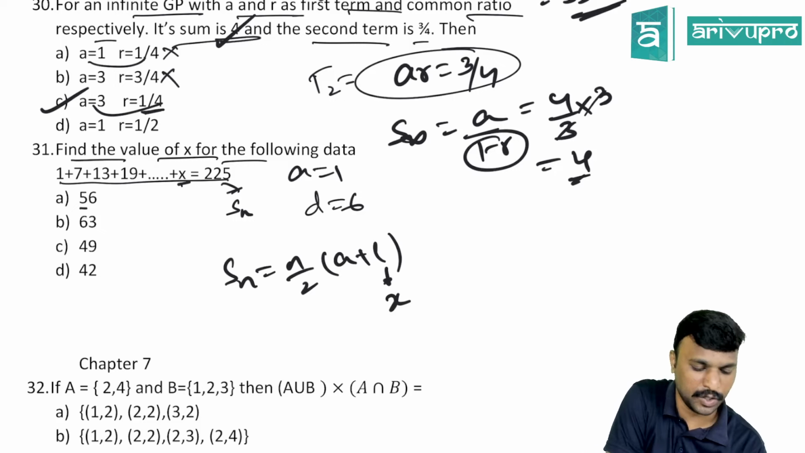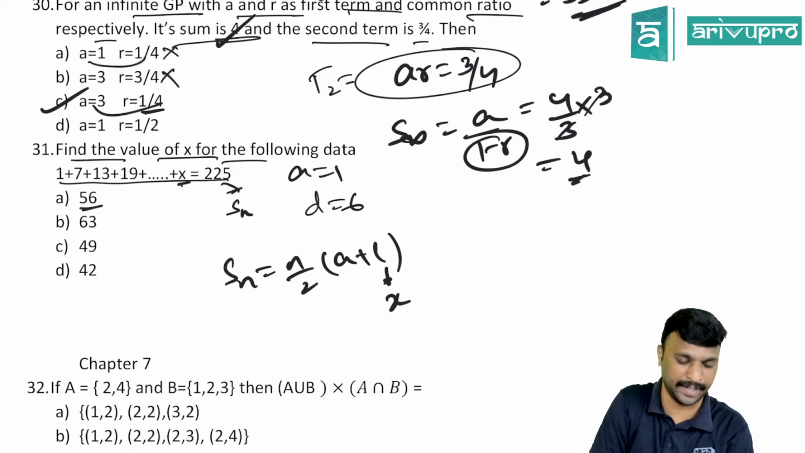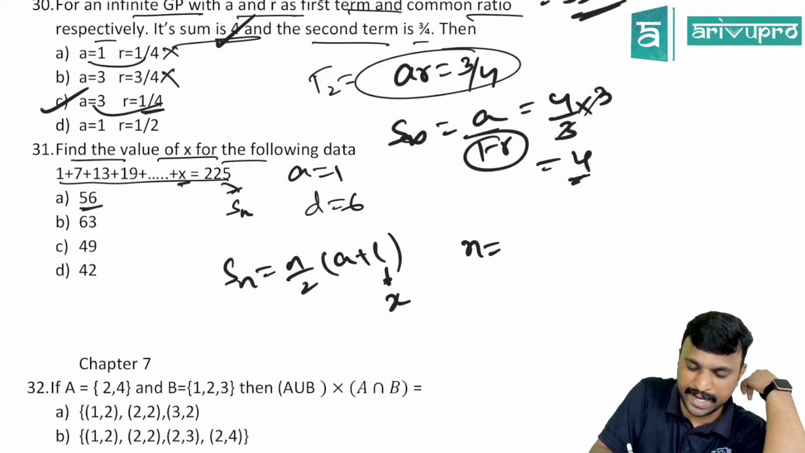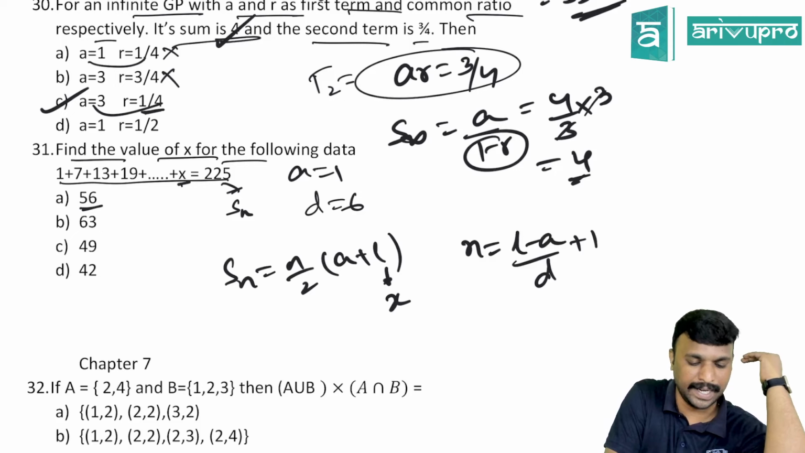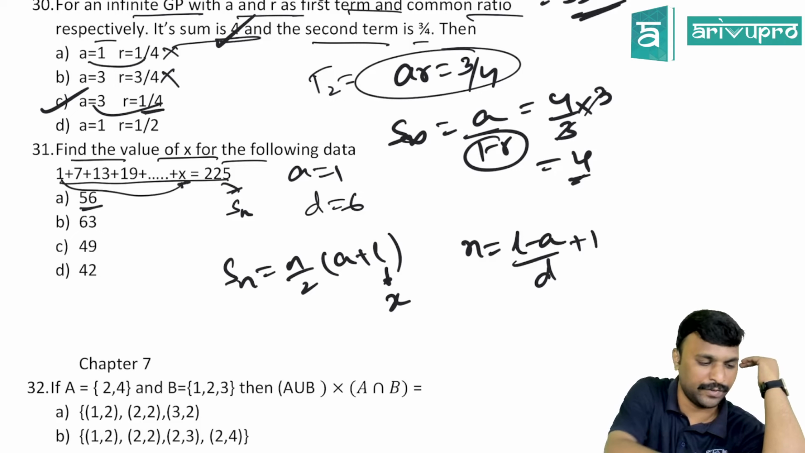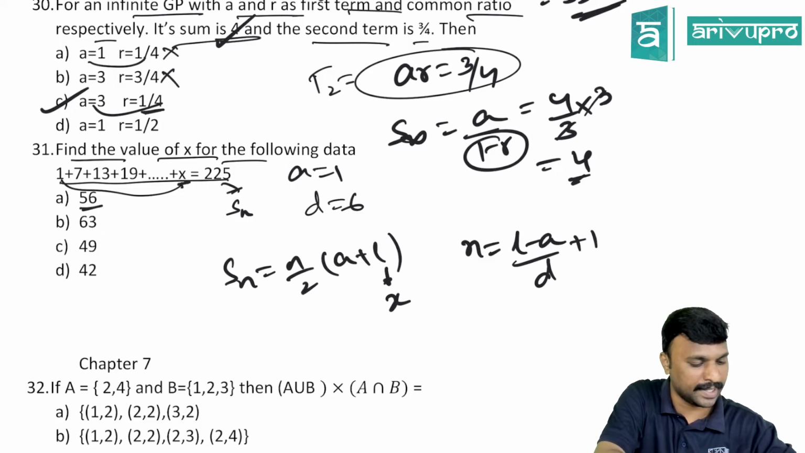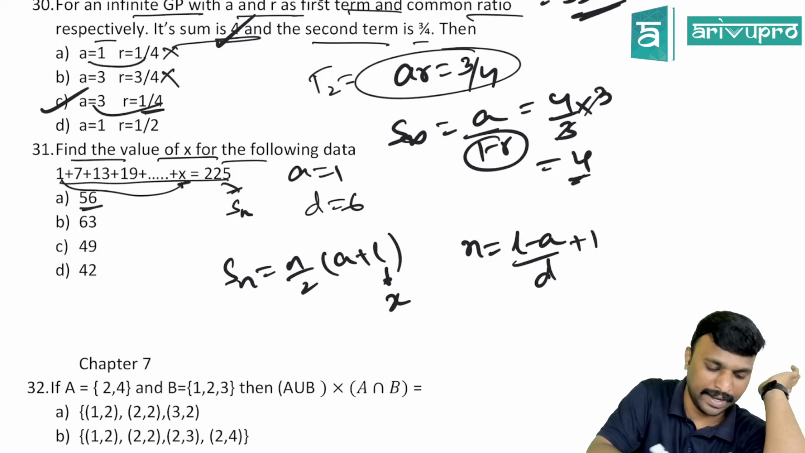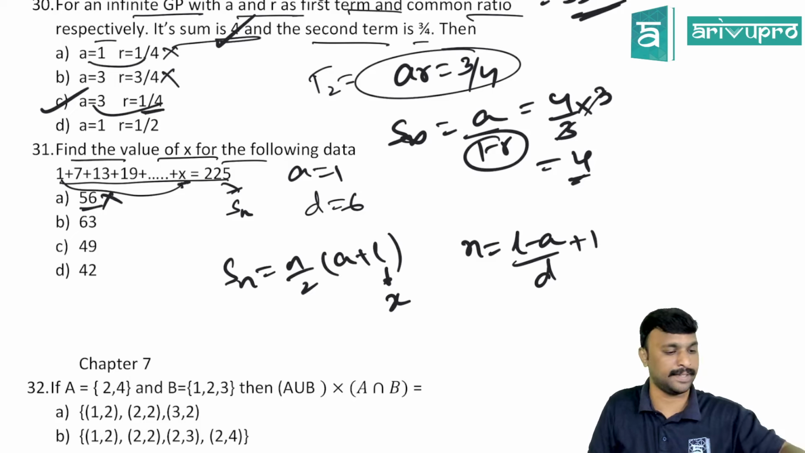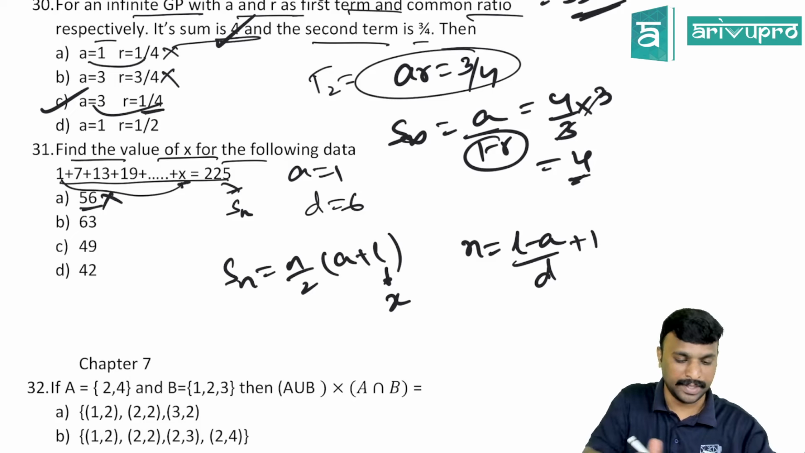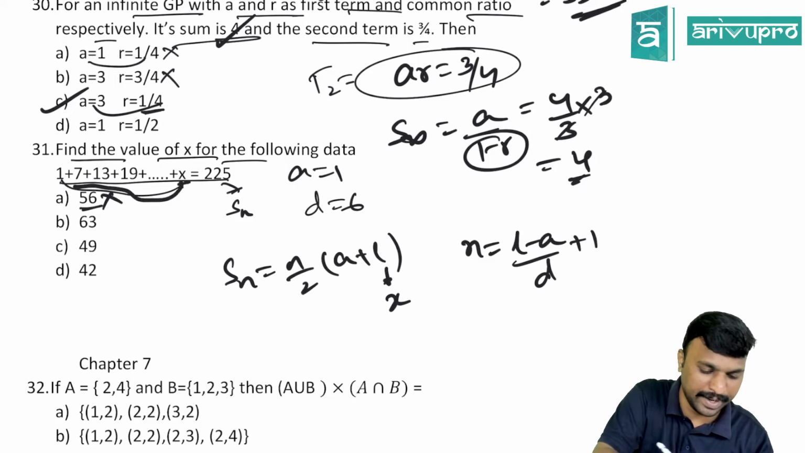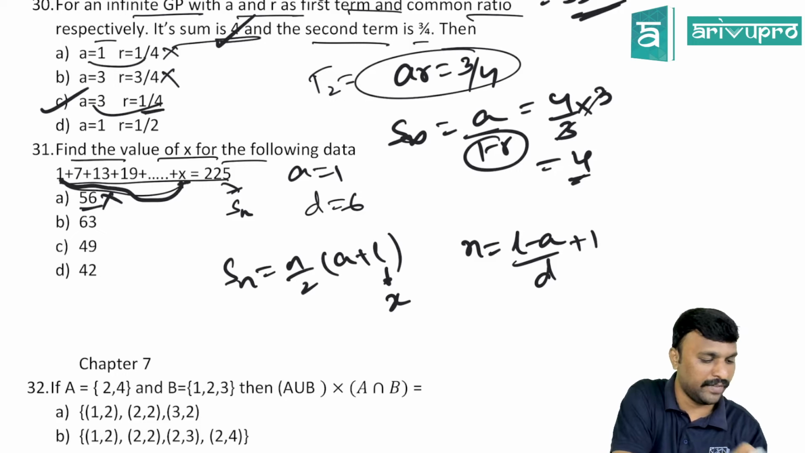Guys, if I hit the first option and take X as 56, you know the shortcut to find N: L minus A by D plus 1. So L is basically 56. 56 minus 1 is 55. 55 divided by D value, which is 6. Guys, you get a decimal value. Definitely 56 cannot be the right answer. Look at 63. 63 minus 1 is 62. If I divide by D value, that is 6, once again you get a decimal value. It can't be the right answer.